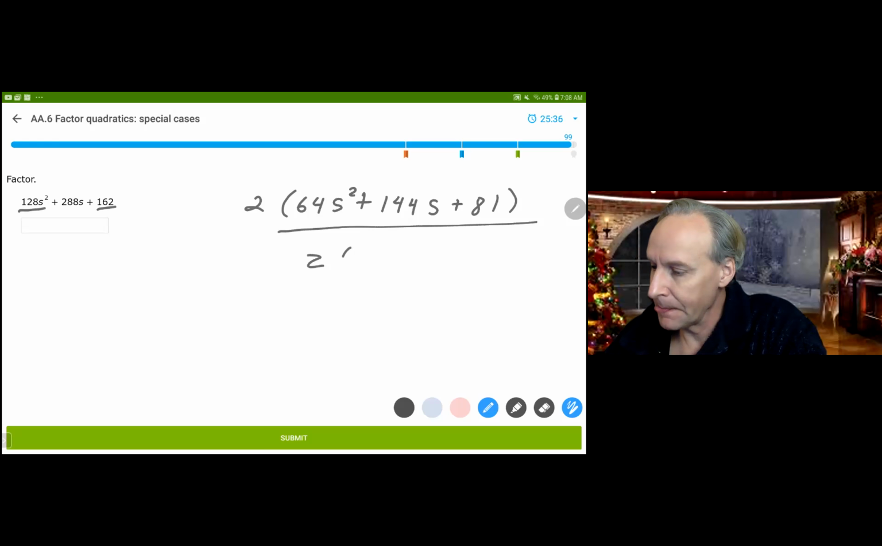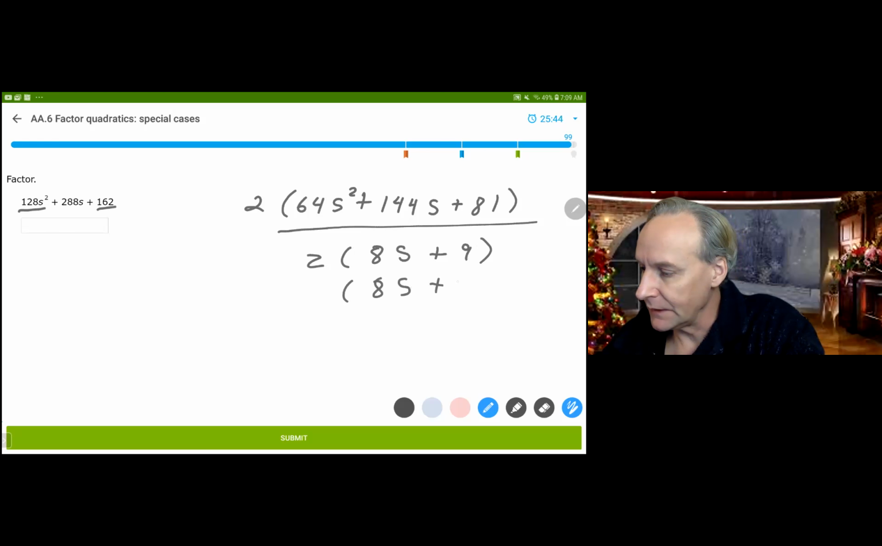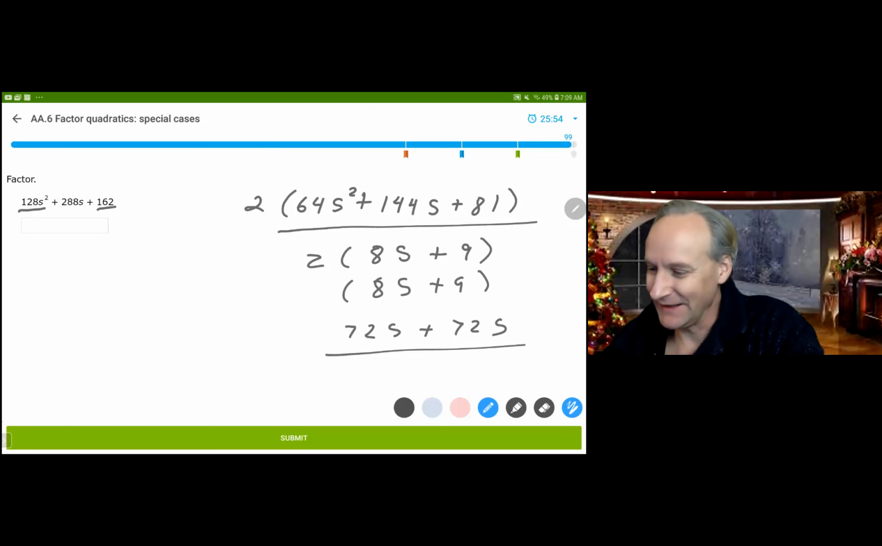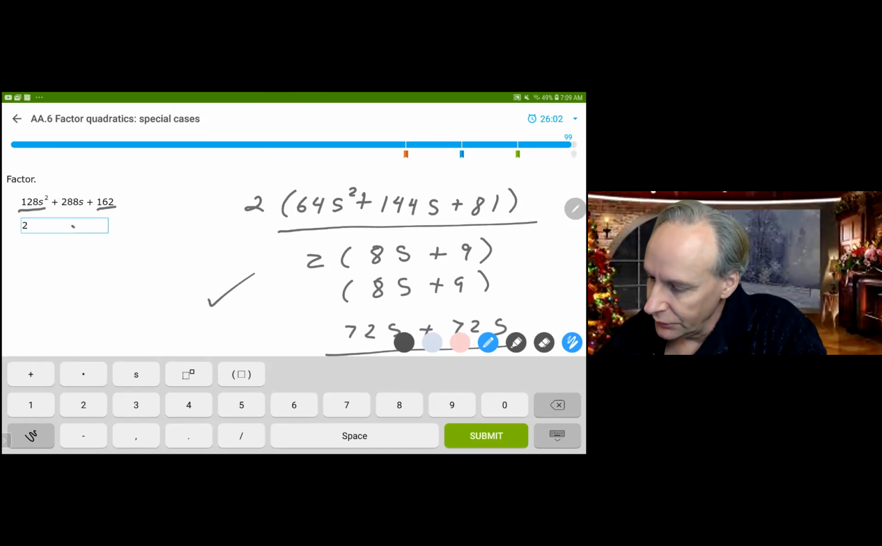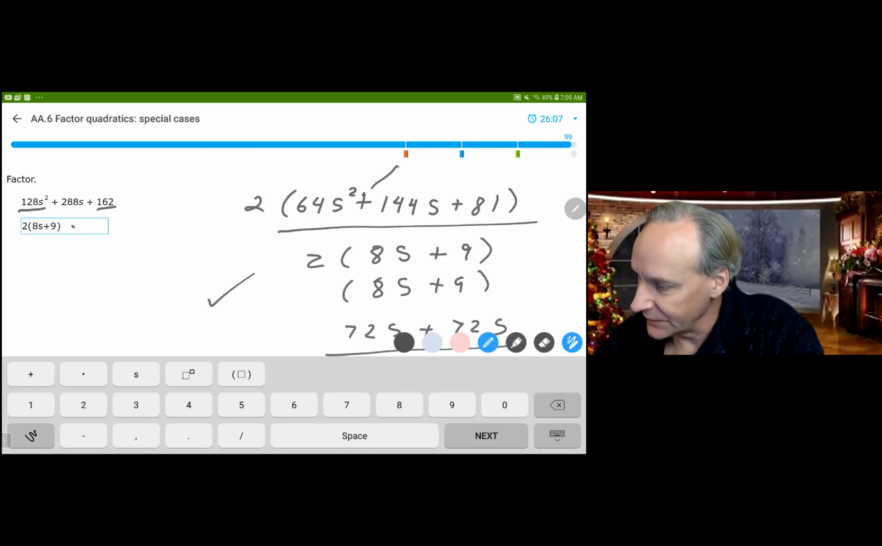Don't forget the 2. Looks like we might have an 8s plus 9 and an 8s plus 9. Now it's a good idea to check. 72s plus 72s. Does that make 144? And it does. It sure does. Very nice. So we want 2 times 8s plus 9. Double check to make sure I have a positive there, and I do. Squared, and we're all done.